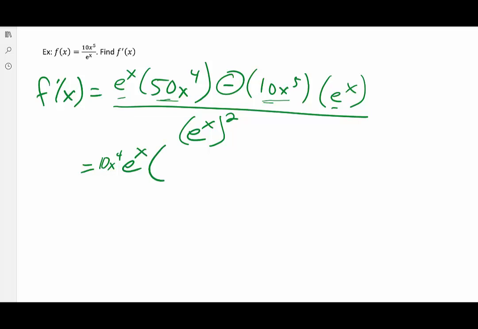Okay? All right. What's left over once we divide out a 10x to the 4th e to the x? Look at strictly to the left of the minus right now. The e to the x divided by the e to the x is going to leave us with the factor of 1. I'll go ahead and write it. 1. 50x to the 4th divided by 10x to the 4th, that leaves you with a 5. Right? 50 divided by 10 is 5. x to the 4th divided by x to the 4th is 1.